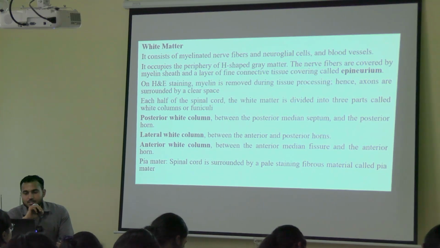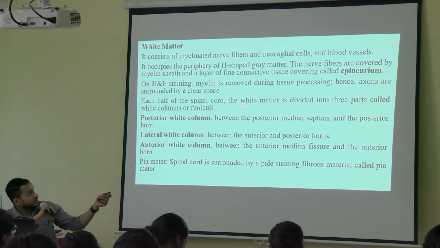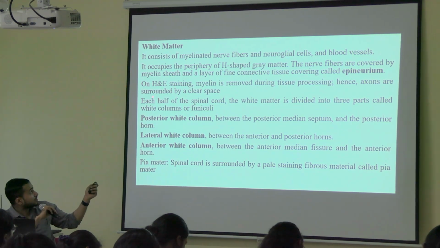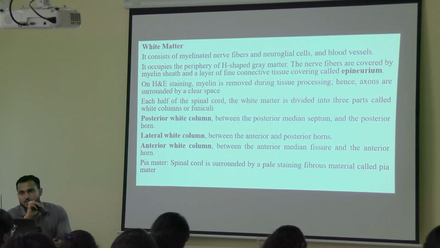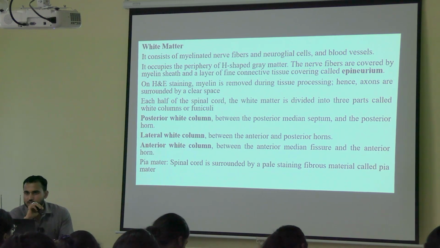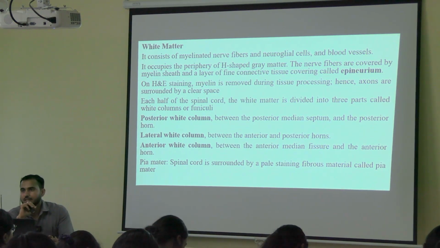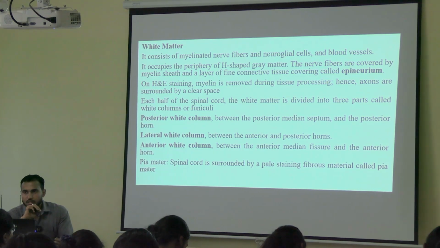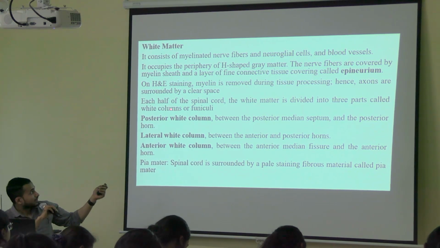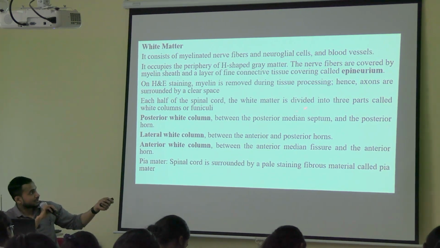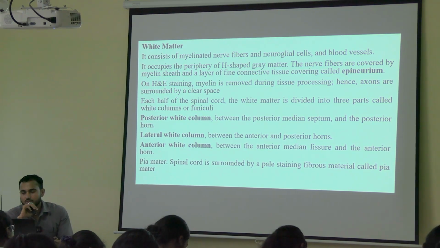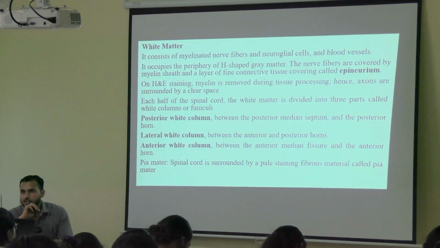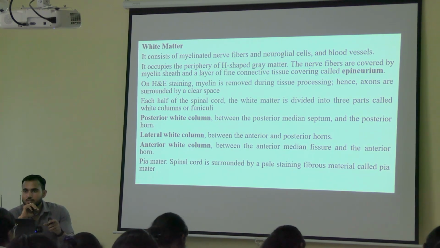Next, under the H&E section, the myelin sheath is removed. This is very important: during tissue processing the myelin sheath is removed, hence the axons are surrounded by clear space. That's why around the axon you can see some clear space in H&E staining. Another important part is that in the spinal cord the white matter is divided into three parts, and these are called white columns or funiculi.